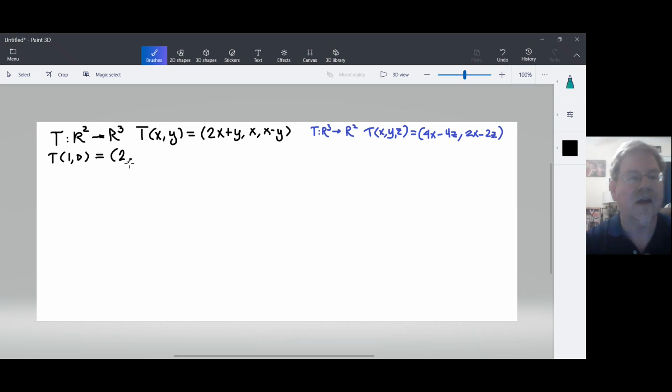Then the next component is just x, and that was 1. And then the next component is x minus y, that's 1 minus 0, which is just 1. So we see that the vector (1, 0) gets mapped to (2, 1, 1).